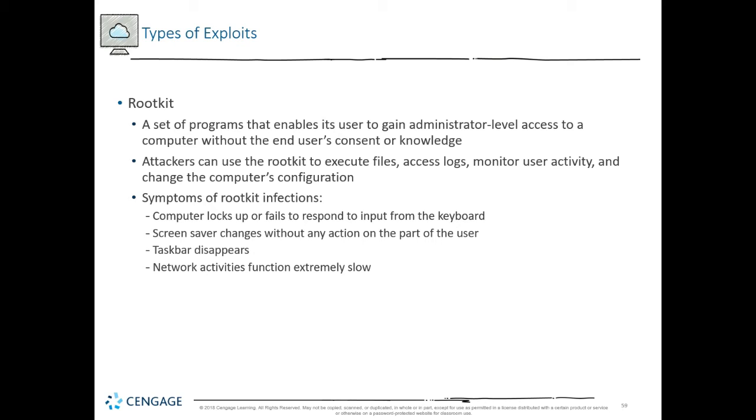Types of exploits. Rootkit, a set of programs that enables users to gain administrator-level access to the computer without the end user's consent or knowledge. Attackers can use a rootkit to execute files, access logs, monitor user activity, and change the computer's configuration. Symptoms of rootkit infections. Computer locks up or fails to respond to input from the keyboard. Screensavers change without any action on the part of the user. Taskbar disappears. Network activities function extremely slowly.